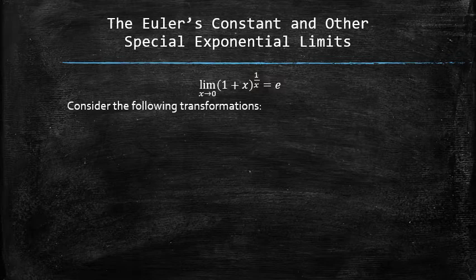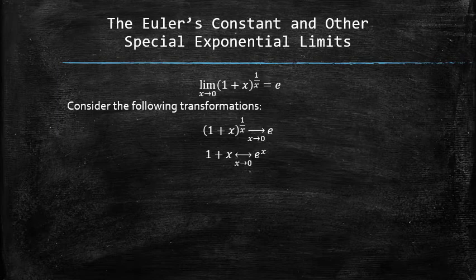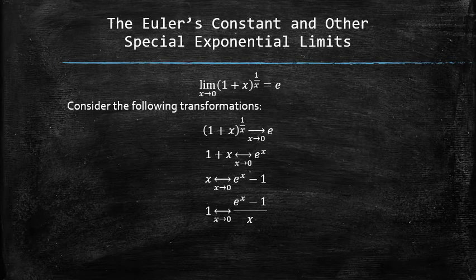For example, consider the following transformations. Rewrite the statement without the word limit. Raise both sides to the power x. Subtract 1 from both sides. Divide both sides by x. And voila, we have a new limit statement.